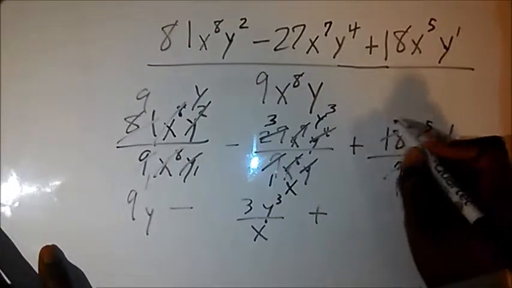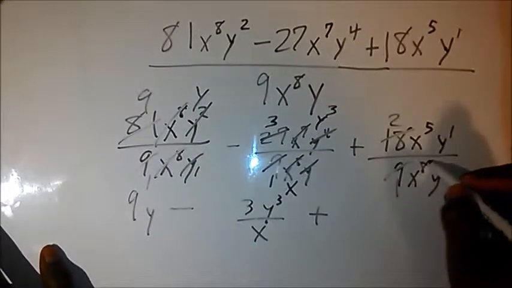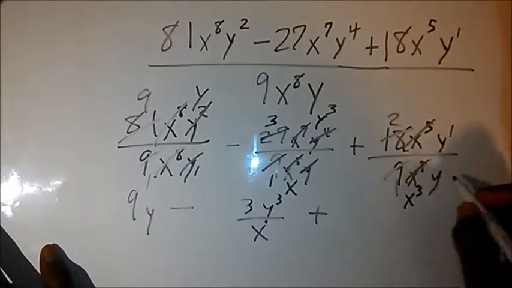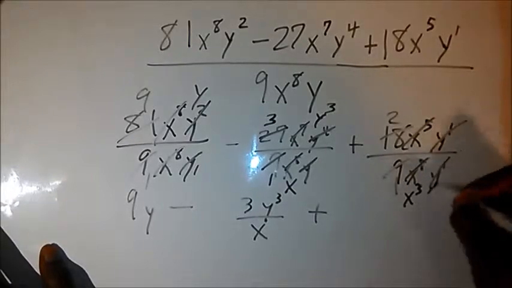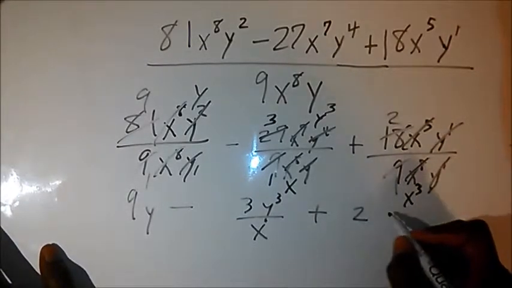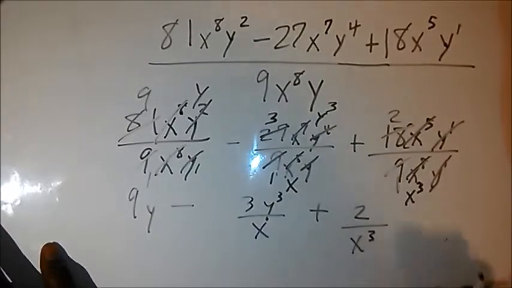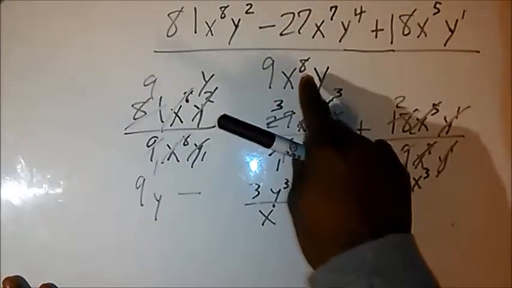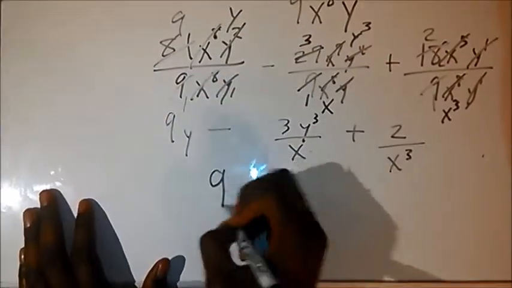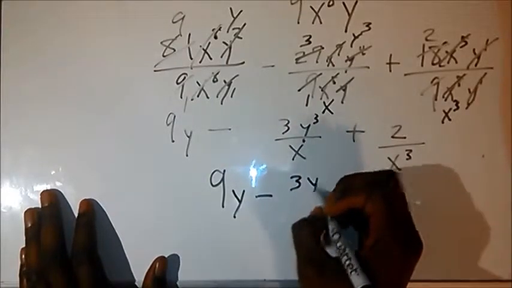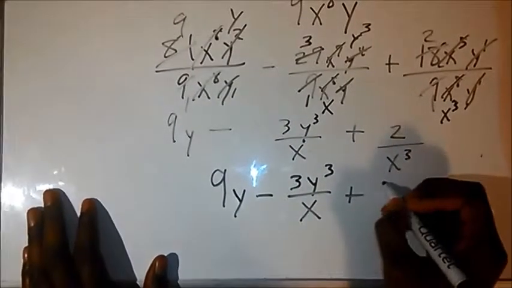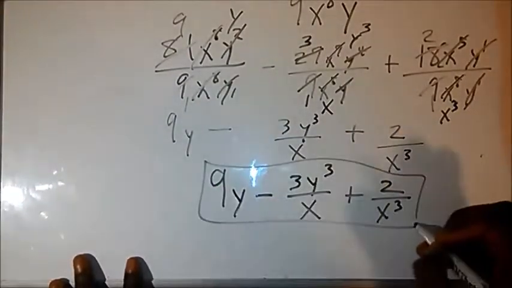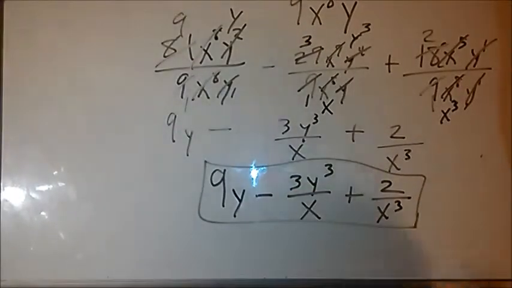18 divided by 9 is 2. x to the 8th divided by x to the 5th is going to be x to the 3rd power. And the y cancels out. So the simplified form of this polynomial divided by this monomial is 9y minus 3y cubed over x plus 2x cubed. That's if we're dividing a polynomial by a monomial.